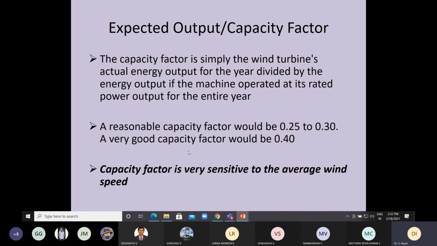Most probably it comes around 30 or 35% only. Here they have shown a capacity factor of 40%. I think 30 to 35% is enough for a capacity factor, and it is also the expected output from the wind turbines.